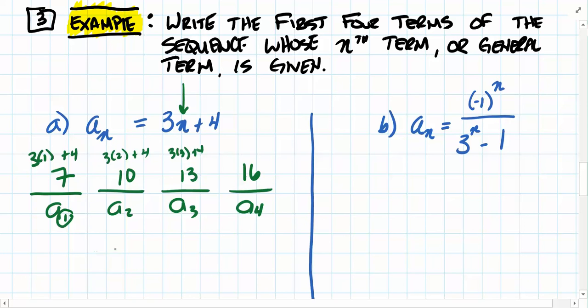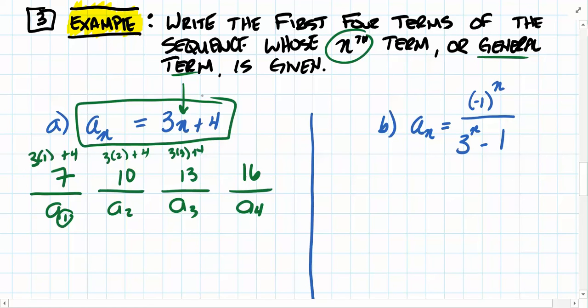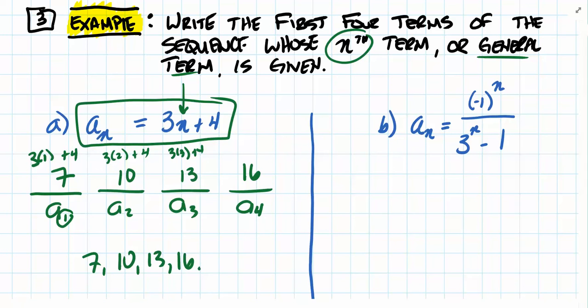So the first 4 terms of the sequence whose nth term or general term, that's this piece right here, is given, would just be 7, 10, 13, and 16. Okay, let's try example B together. This one looks a little bit more interesting.